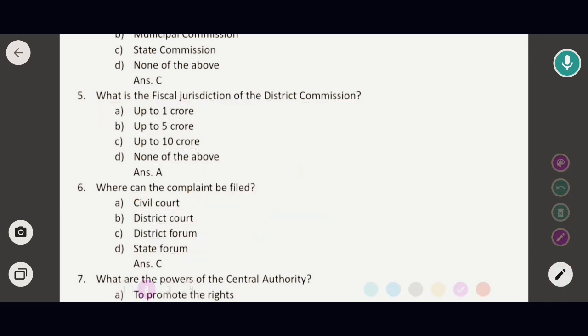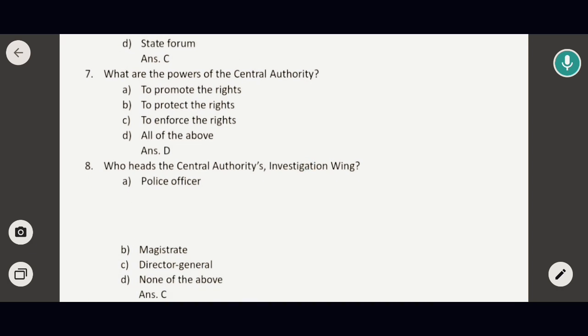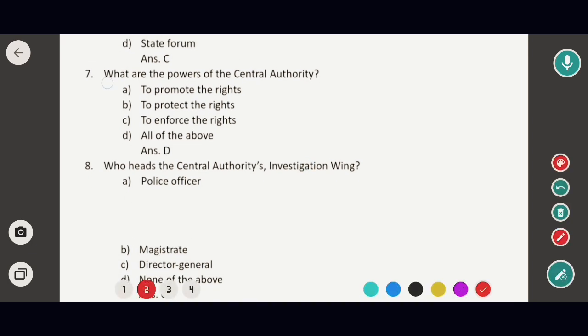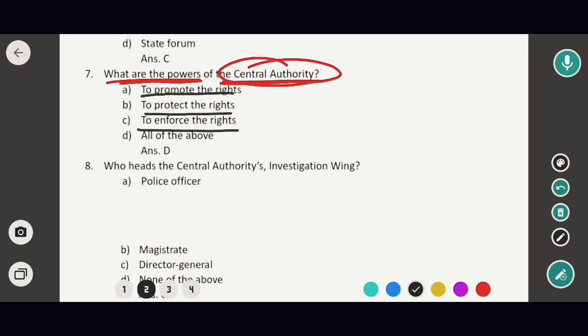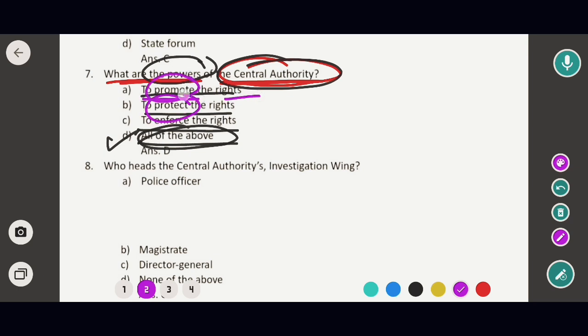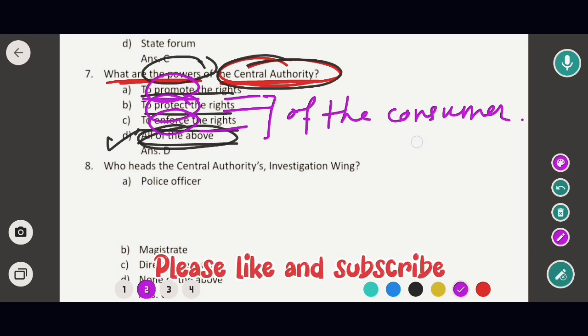Okay, so now moving to the next question. What are the powers of the central authority? Options are to promote the rights, to protect the rights, to enforce the rights, and all of the above. The correct option would be option D, that means all of the above. The power of the central authority is to promote the rights, to protect the rights, and to enforce the rights of the consumer. So the correct option would be option D.